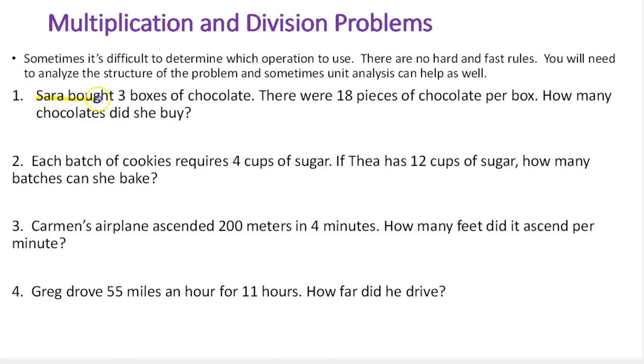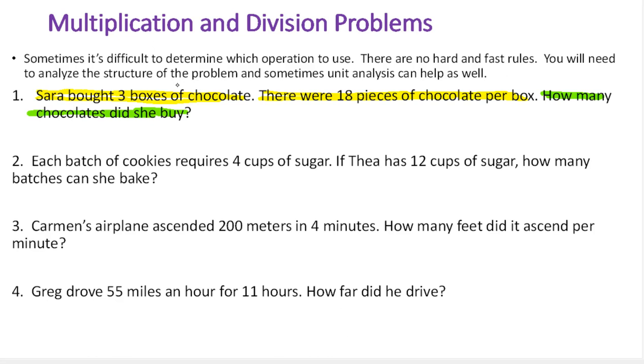So Sarah bought 3 boxes of chocolate. There were 18 pieces of chocolate per box. And we want to know how many chocolates did she buy? We know she bought 3 boxes. Okay. It may be really tempting just to go ahead and divide here. I actually do this on purpose. I made 18 divisible by 3. I use numbers where dividing would give you a whole number. And so you'd really have to think about the problem.